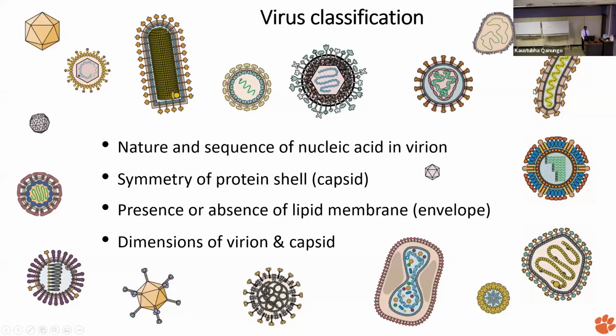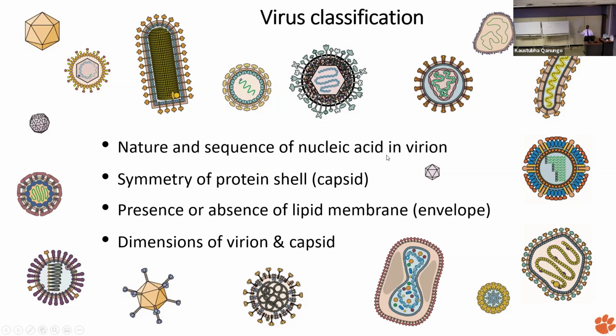All right, so the next part we are looking at is the classification. These are some of the things, this is important for your exam as well, on the basis of which you classify the viruses. It is very difficult, and the classification is not the same as how you classify a living organism. It's very different. So the first is the nature and sequence of nucleic acid in the virion.